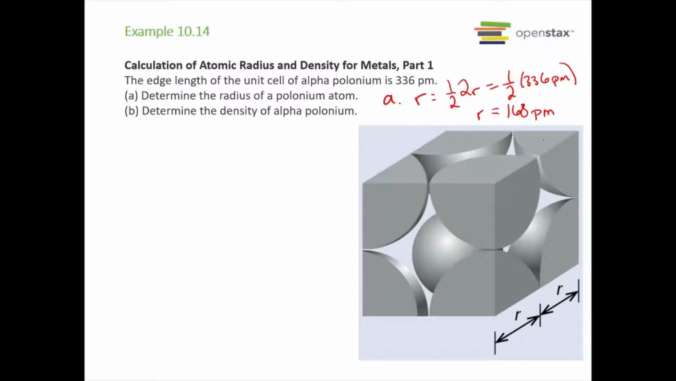So now the next part is the density of alpha polonium. And remember, density is equal to mass over volume. So we need to figure out the density of the unit cell. Because remember, with density we don't care how big or how much of something we have. The density of the unit cell is equal to the density of however much polonium that we want to look at.